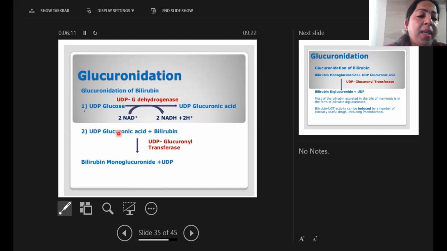In the next step, you can see the UDP glucuronic acid. Now it is all set to conjugate with bilirubin, and bilirubin has also got one hydroxy group. So through the hydroxy group, there will be a conjugation reaction, and the enzyme will be UDP glucuronyl transferase, and this way it is going to be converted to bilirubin monoglucuronide, and UDP is now released, and it can be recycled and reconverted to UDP glucose, and it can facilitate the reaction again and again.